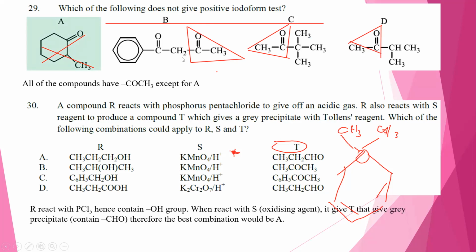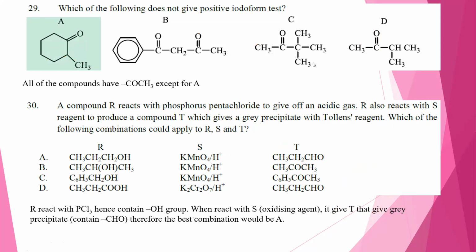Okay, and last but not least, number 30. Compound R reacts with phosphorus pentachloride to give an acidic gas. R also reacts with S to produce compound T, which gives a gray precipitate with Tollens' reagent. Which combination could be R, S, T? So R in here must react with PCl5, hence contains a hydroxyl group. When reacted with S, which is the oxidizing agent, it gives T, which is a gray precipitate. So it means that it contains a CHO group. Therefore, the best combination for this answer in here is A.